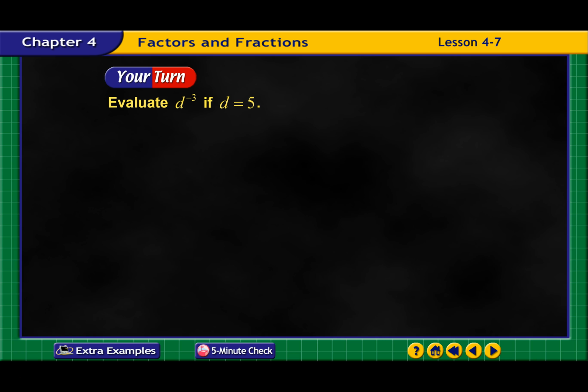All right, same concept. So I'm going to take 5 to the negative third. So I have to flip that. It's going to equal 1 over 5 to the third. 5 to the third is, 5 times 5 is 25, times 5 is going to be 125. It's going to be 1 over 125.